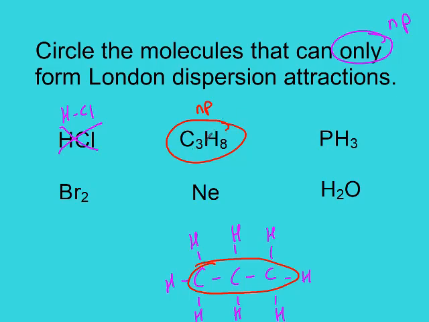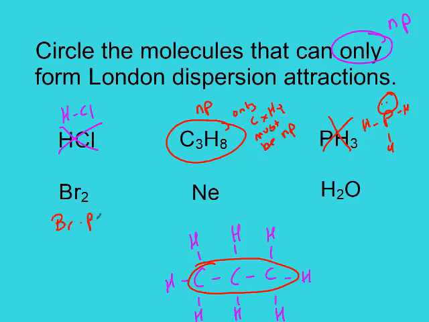You may want to make note that if it's C and H only, if it's only C something, H something, it must be nonpolar. Therefore, it will form LDF or London dispersion attractions. PH3, if we draw that out, we'll see that it has a lone pair. Since it has a lone pair, it's polar. It can form stronger attractions than London.